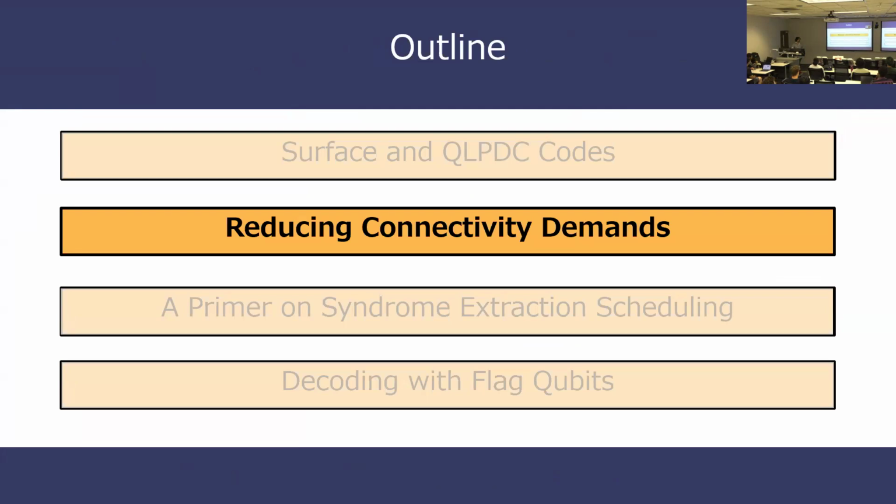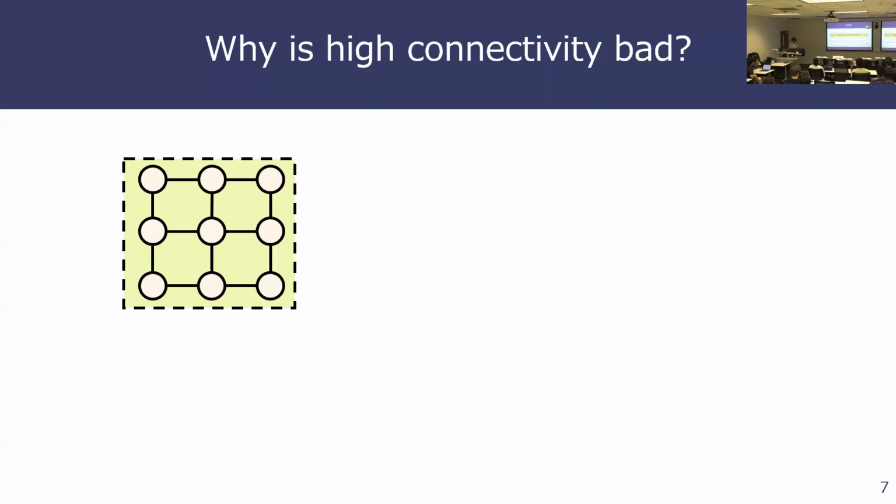And this is an outline for the rest of the talk. First, we're going to talk about reducing the connectivity demands. We're going to talk about syndrome extraction scheduling, or this challenging error detection process. And finally, we're going to talk about something called flag qubits. Flag qubits essentially are the way we deal with propagation errors.